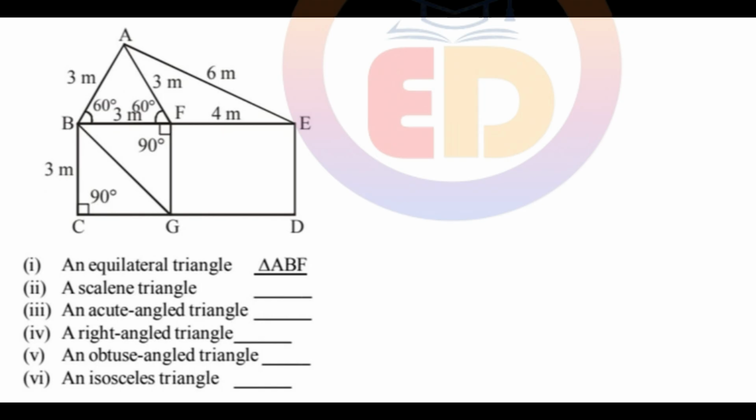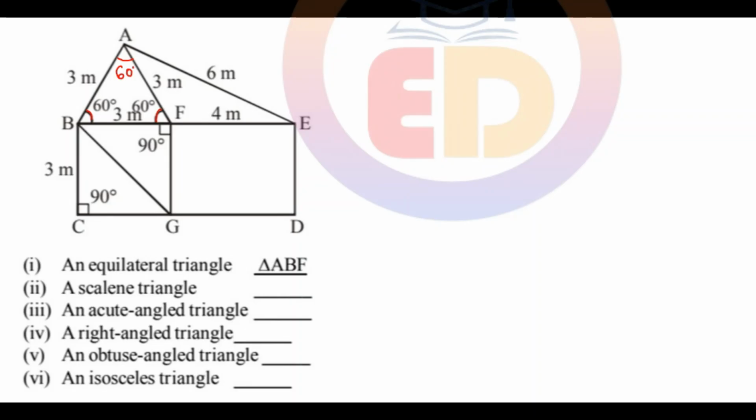In triangle ABF, you can see that two angles are given as 60. If two angles are 60, it means the third angle should also be 60 because it should follow the angle sum property. So if two angles of a triangle are 60, the third automatically becomes 60, because the sum of all three angles should be 180. The only possible value to make it 180 is 60 degrees. That should be the third angle. So the equilateral triangle is triangle ABF.